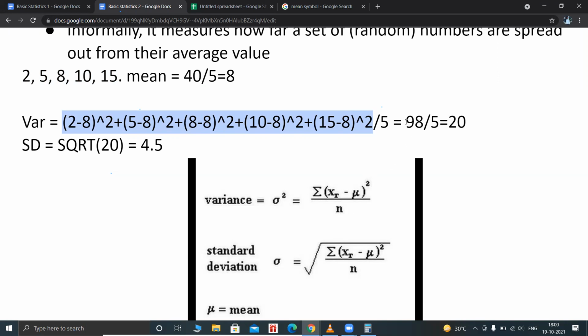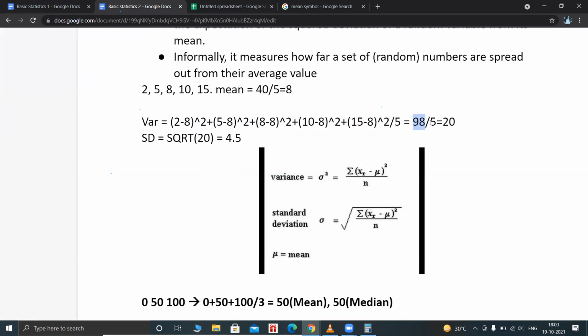So I got 98 divided by 5. What is the variance, guys? 20. Now see here, by looking at this variance, I cannot understand how strongly close or how far away the data is from the mean.